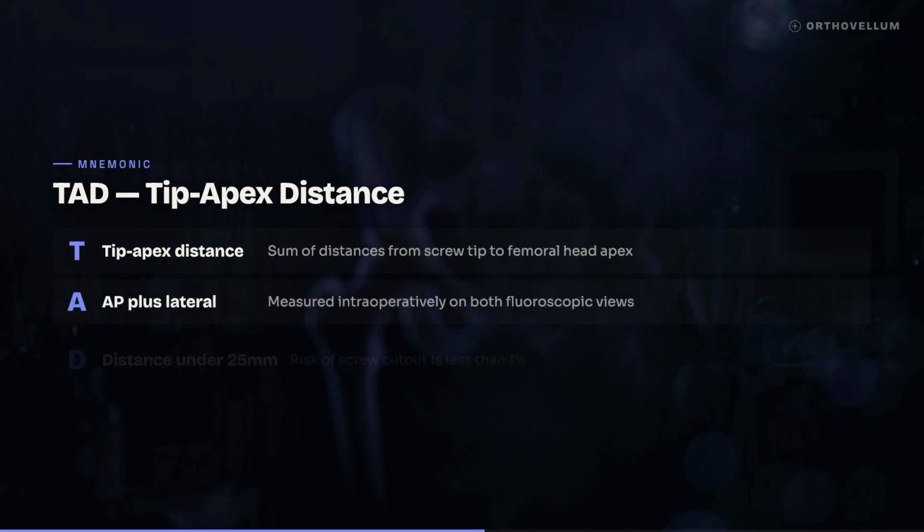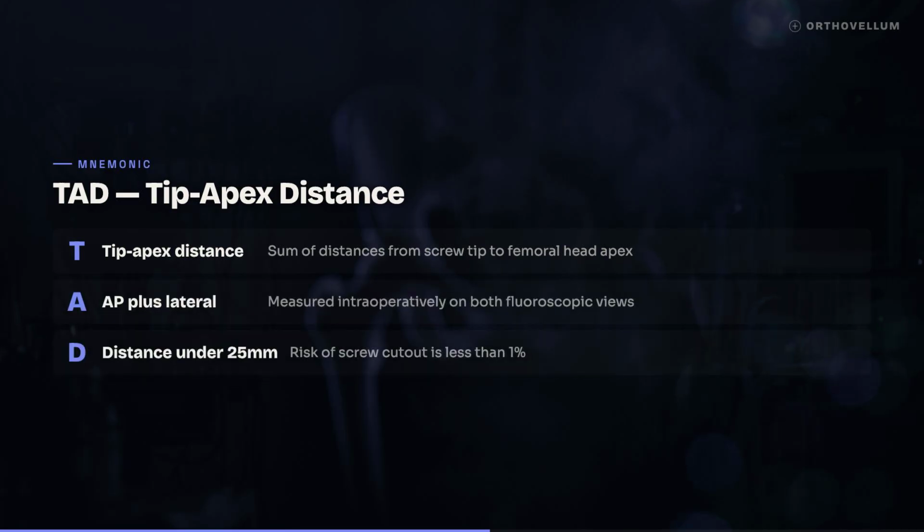Once you have chosen your implant, the TAD, or tip-apex distance, is the single most critical measurement in sliding hip screw fixation. It is calculated intraoperatively by adding the distance from the screw tip to the femoral head apex on both the AP and lateral fluoroscopic views. Keeping this combined distance under 25 millimeters reduces the risk of screw cutout to less than 1%.